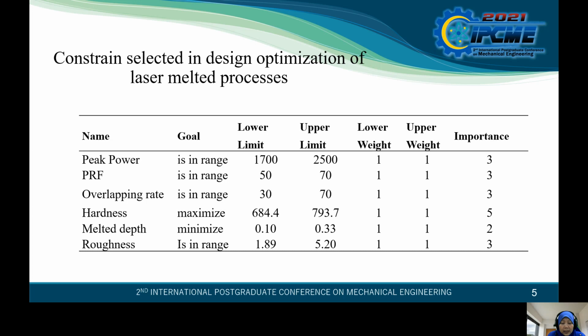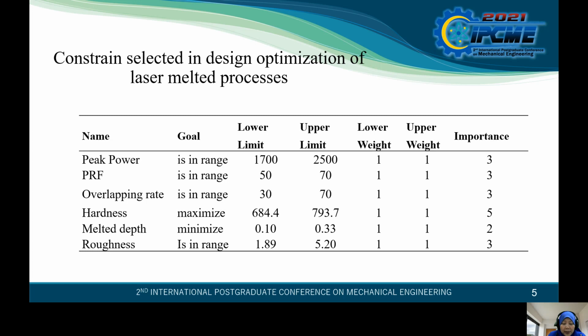The experimental data were analyzed using response surface method, RSM, with the Box-Behnken technique to analyze the surface response on the melt surface. DOE analysis showed the effect of peak power, pulse repetition frequency, PRF, and overlapping percentage on hardness properties, surface roughness, and melt depth of the sample. The goal, limit, and important level for setting an outcome parameter from DOE are shown in this table.